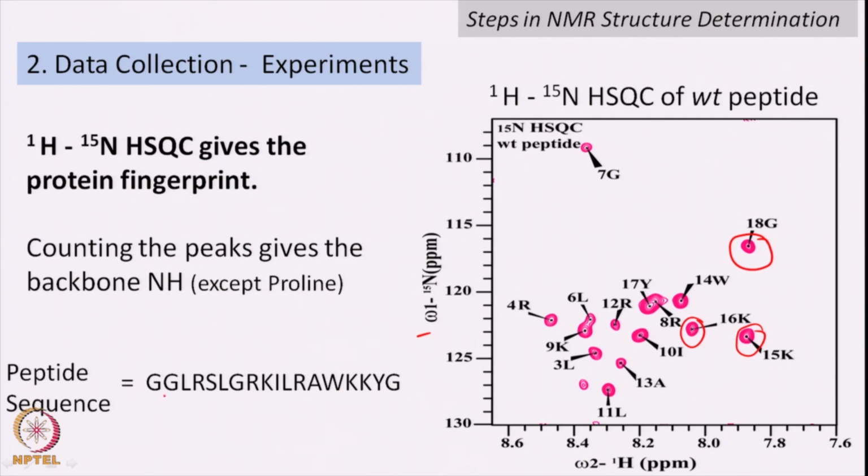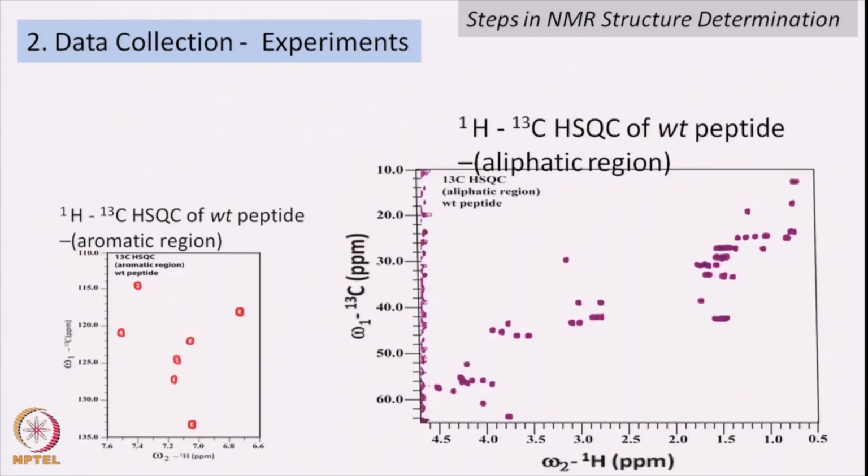So, if you look at my sequence here, G, G, L, R, S, L, all the way from G to here, all are giving peaks, since I do not have any proline. So, essentially all 18 amino acids are probably giving me a peak. You might miss one or two peaks, that is because of dynamics or some modification. Okay, so that is a N15 HSQC.